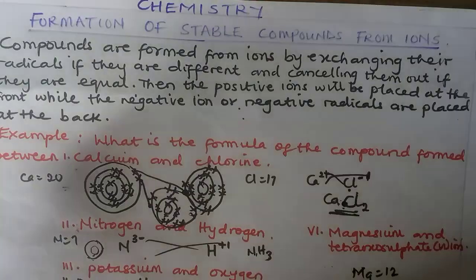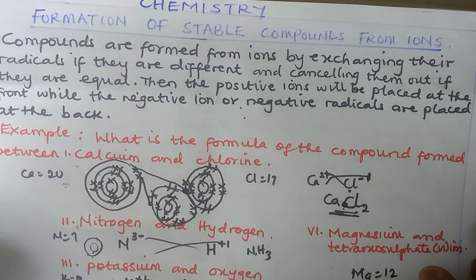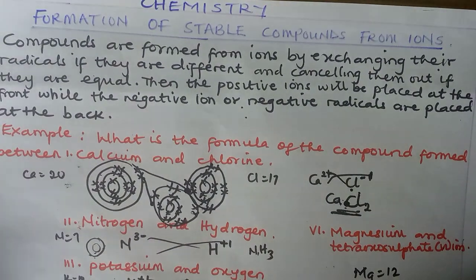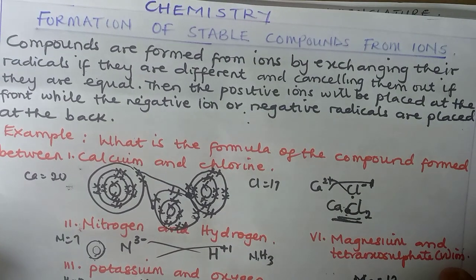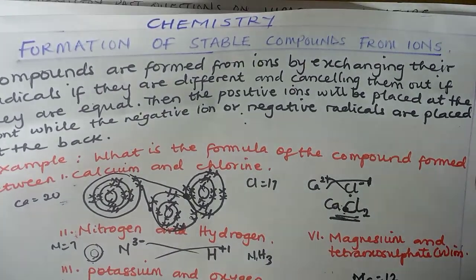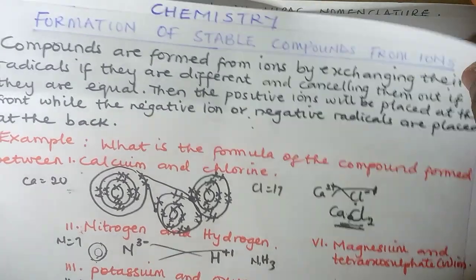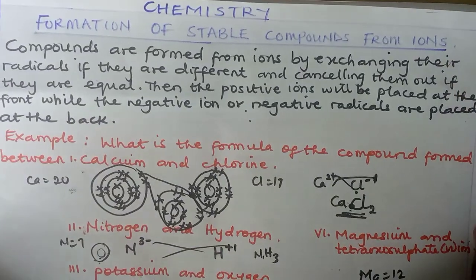This platform is meant for treating past questions based on the WAEC syllabus and treating important topics in chemistry, backed up with WAEC past questions. So at the end of this class, you're expected to be able to go through past questions based on the topic treated. The topic we are treating today is formation of stable compounds from ions and naming of compounds. You are expected to be able to form compounds from ions and also name simple ionic compounds.